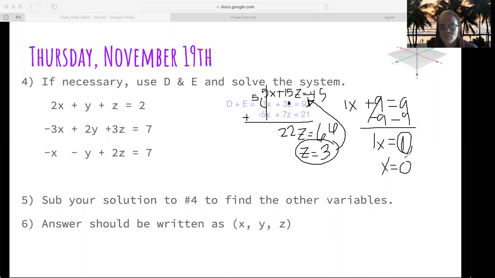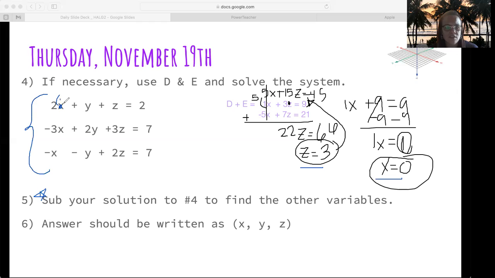All right, so now I have 2 variables of the 3 variables that I need. Now moving on to step 5. Step 5 says to substitute your solution from number 4, so this solution, z and x, to find the other variables. So we are going to take those 2 and plug them in. You can plug it into any of the original 3-variable equations we started with. Any one of them, doesn't matter, you get the same answer. So I'm going to plug it into the top one just because it looks the easiest, less negatives, less numbers. So the x was 0, so I'm going to plug that in here.